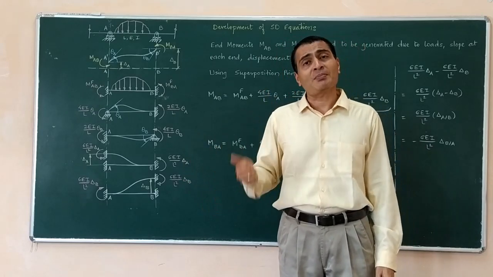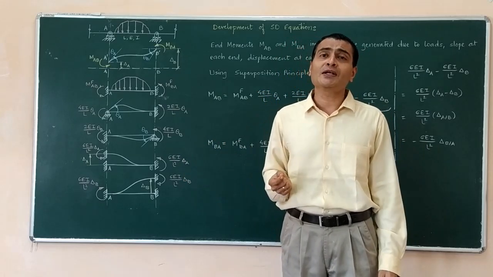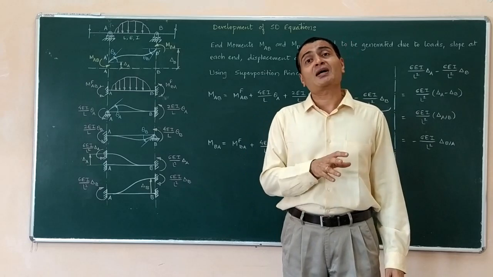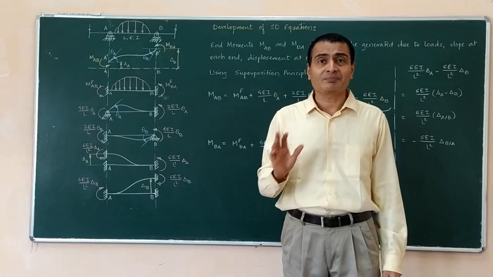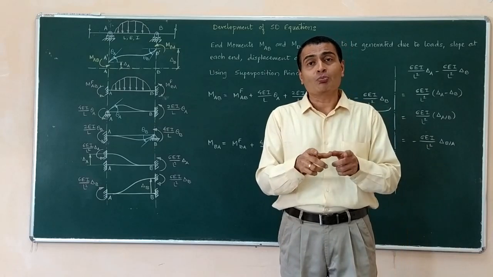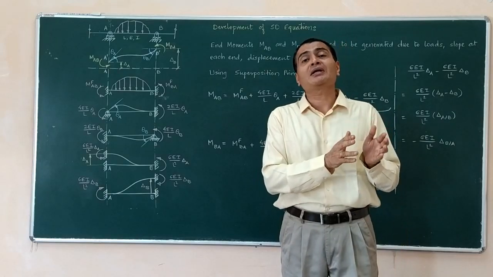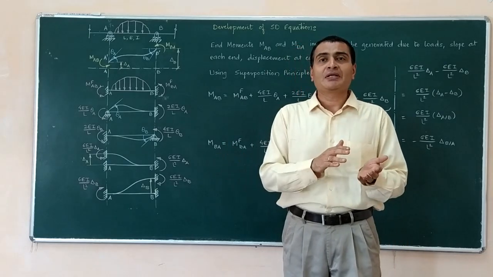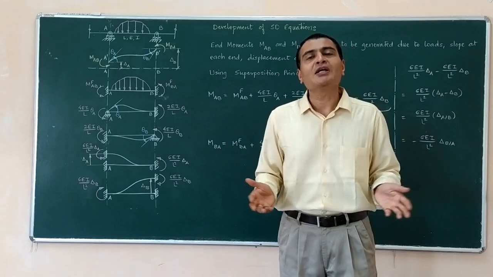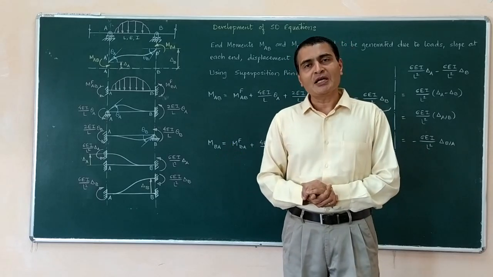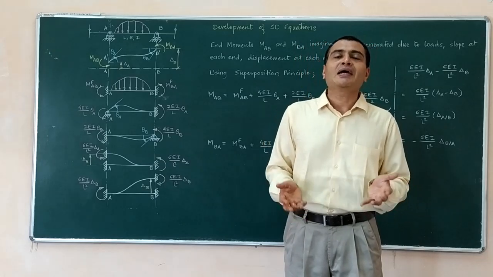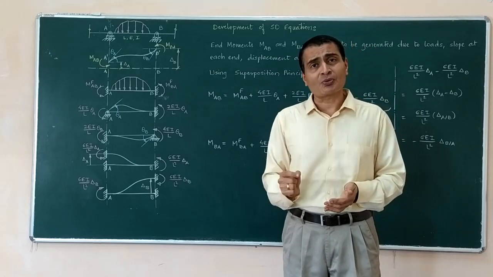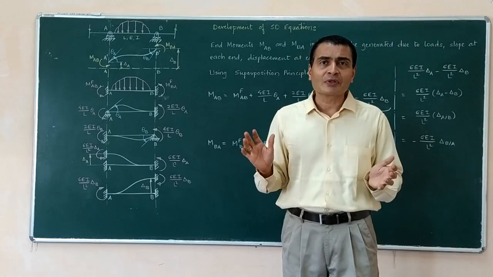M_AB is equal to M_FAB plus 4EI upon L into theta A plus 2EI upon L into theta B plus 6EI upon L square delta B relative to A. Last term is negative, mind you, minus 6EI upon L square delta B relative to A. And then the second equation: M_BA is equal to M_FBA, fixed end moment, plus 4EI upon L into theta B plus 2EI upon L into theta A, and additionally negative of 6EI upon L square delta B relative to A.